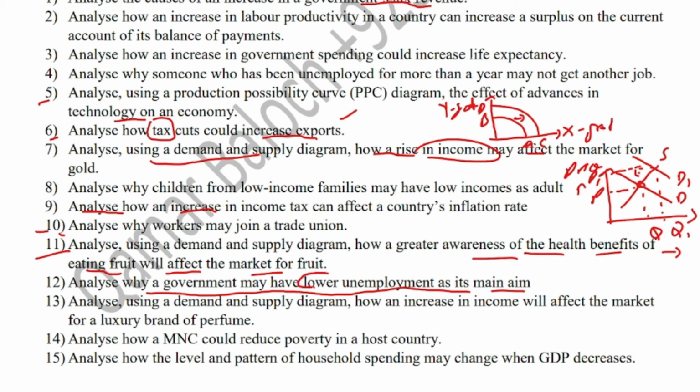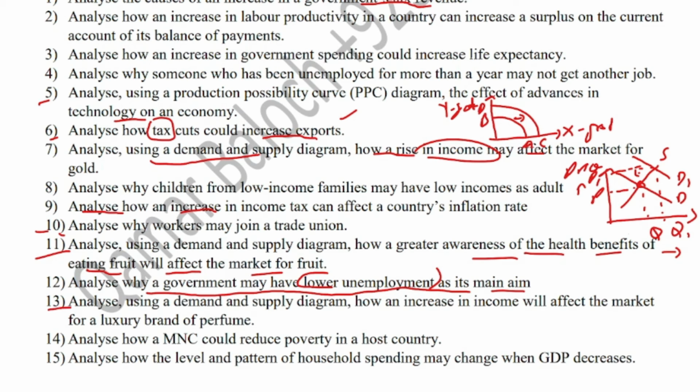Analyze why a government may have lower unemployment as its main aim. Having lower unemployment is the main aim of the government, because if unemployment is low, then crime rate can be controlled, right? So because when more people are unemployed, generally they are involved in criminal activities for survival. But if there is lower unemployment, it means more people have jobs, so they need not stay in the criminal activities. And similarly, lower unemployment increases GDP of the country and causes economic growth in the country as well. So this is why government wants to maintain lower unemployment.